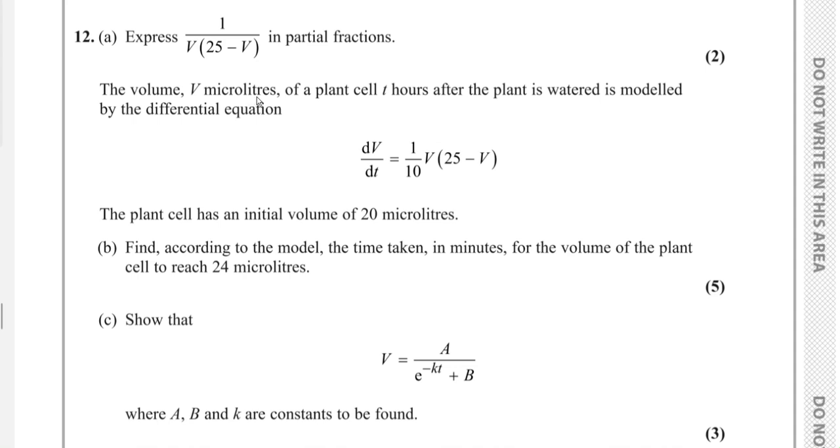The volume V microliters of a plant cell t hours after the plant is watered is modelled by the differential equation dV/dt equals 1/10 V multiplied by (25 subtract V). The plant cell has an initial volume of 25 microliters. Part B: find, according to the model, the time taken in minutes for the volume of the plant cell to reach 24 microliters.